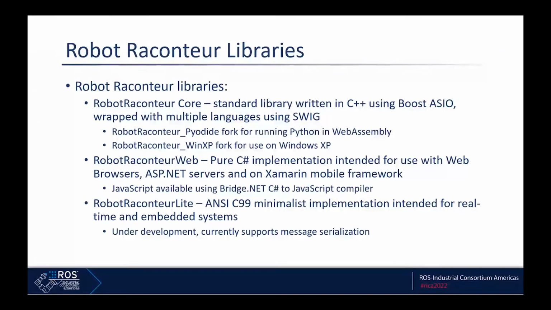There's also a pure C# implementation, which is used for running inside a web server on mobile frameworks, and also it can be compiled to JavaScript using a transpiler, so you can actually run it in a web browser. So there are 2 ways you can do that, either using PyRI, which is a full Python stack, or a JavaScript version. And there's also an under development ANSI version, which is designed for real-time and minimal systems, and eventually someday safety critical, but that's a really heavy lift. So we'll see when that is possible.